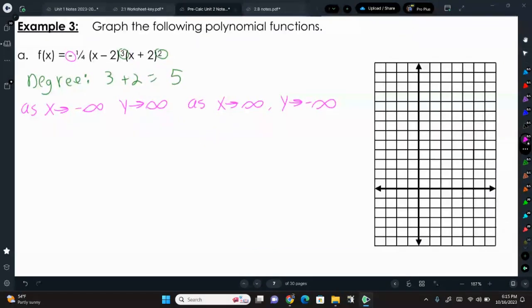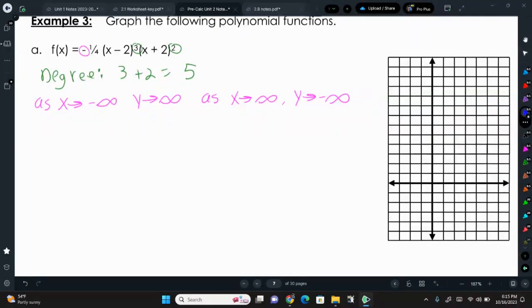All right, now we're going to plot our zeros, or our x-intercepts. That's going to be (2, 0). And this one is going to be (-2, 0). Now the multiplicity for this one was even, so we're going to bounce. And for this one, the multiplicity was odd, so we're going to cross.